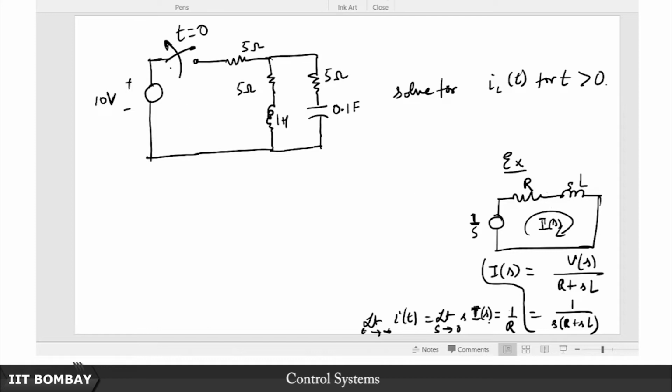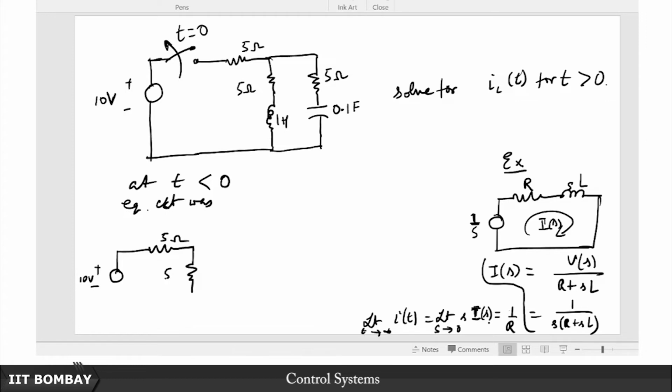So with that knowledge in mind, we assume that before this switch was turned off, this circuit was already at steady state, which is to say that at t less than 0, the circuit was the following. Let me draw that. The equivalent circuit was a 10 volt source, and this is 5 ohms.